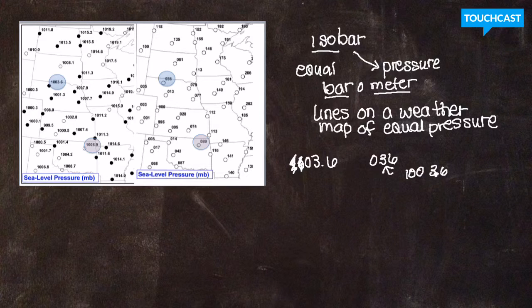It's going to be hard to get used to, but once we do a couple, I think you guys will be okay. So the purple example, you have 1008.9 millibars, and they've shortened that to 089, just to make it easier for us to see it on the map.